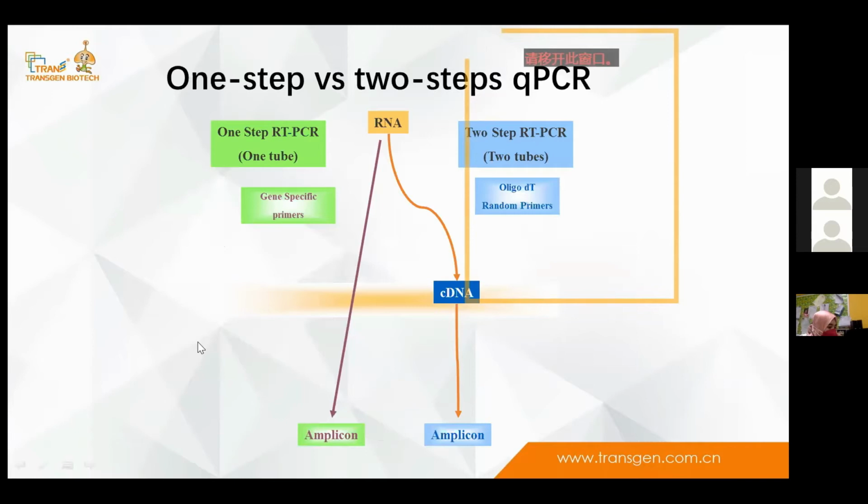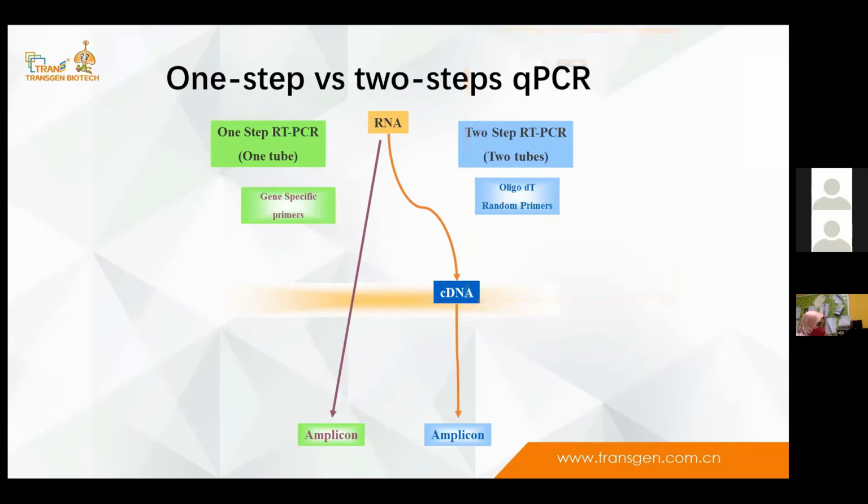One-step versus two-step qPCR. One step means that in one tube, with gene-specific primers, you can take the RNA straight into the amplification. So it's very easy to operate, but it can only detect specific gene primers, such as for chromatin detection, where we use the one-step RT-PCR system.